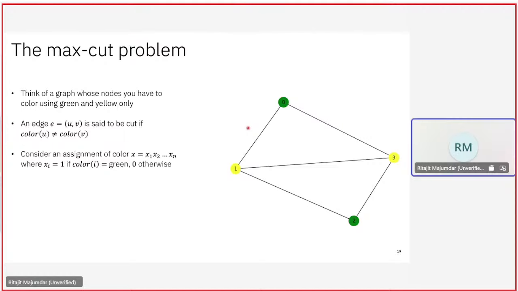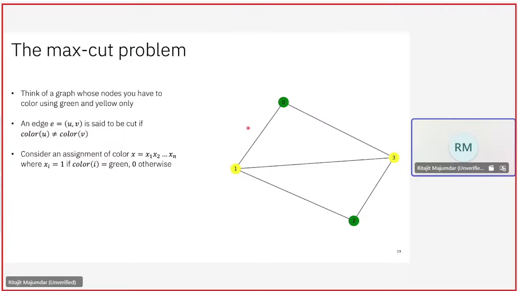So what is an APX hard problem? NP hard problem means, again, if there are mathematicians or theoretical computer scientists, don't start yelling at me. NP hard problems will require exponential time to solve. There is no good approach, no good algorithm that can give you the perfect solution. APX hard means there is no good approach that can give you as good an approximation as you want.